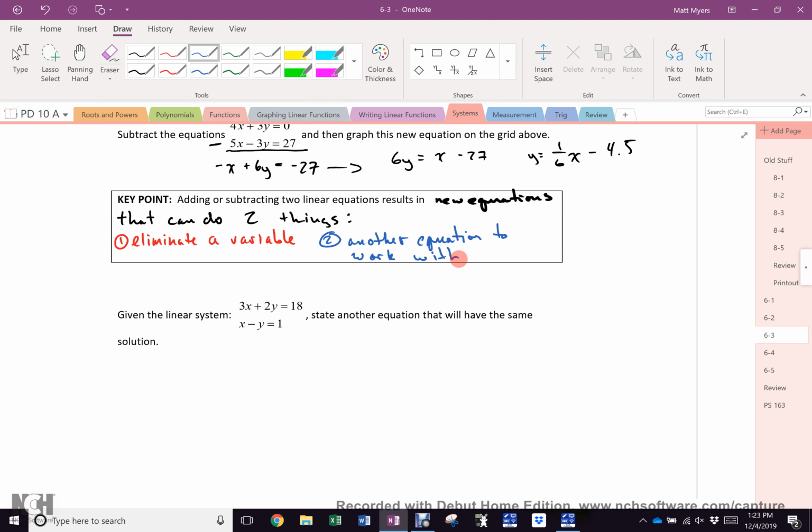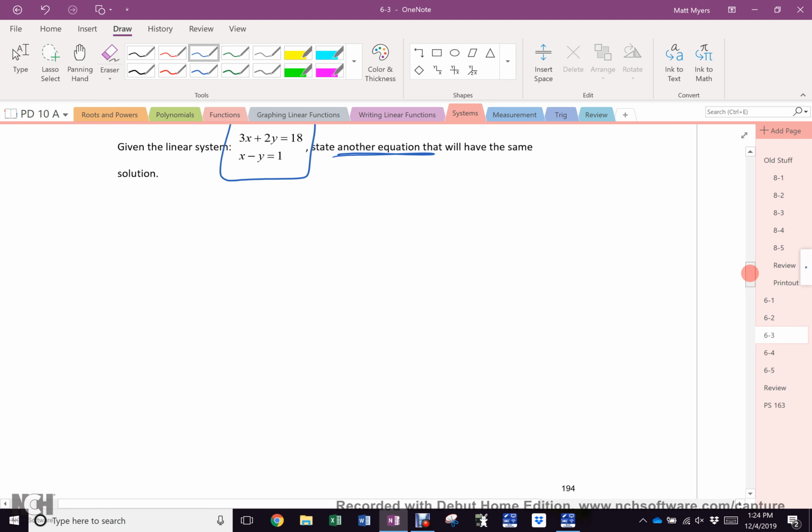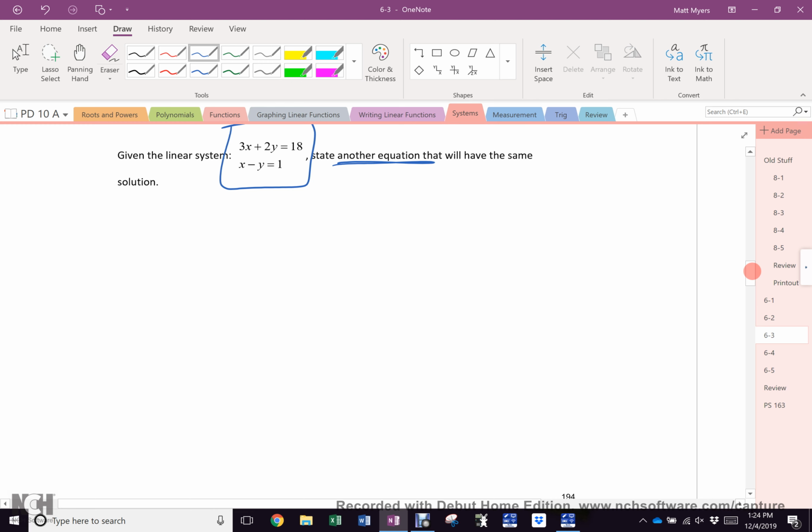Everybody cool? So, knowing what you know, I want you to write one more equation somewhere under here that will have the same solution as this system. Go. Everybody's is going to be different. That's the point. Just write another equation. That's all you got to do.